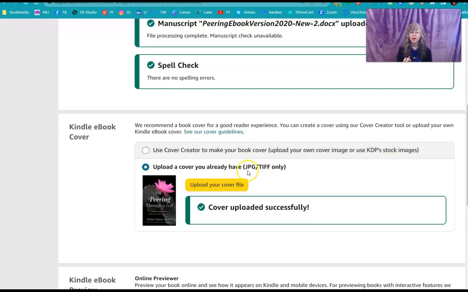But it has to be in a JPEG or TIFF format. It can't be something else. It has to be in one of these. So, you know, it can't be in PNG, which is what you get if you're using Photoshop or something else. It has to be converted to JPEG or TIFF. So just keep that in mind, because it'll give you an error and it won't work.